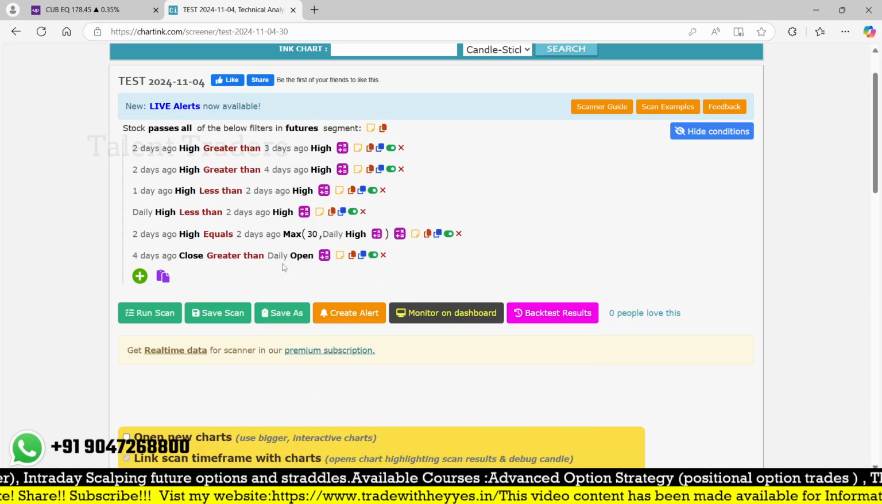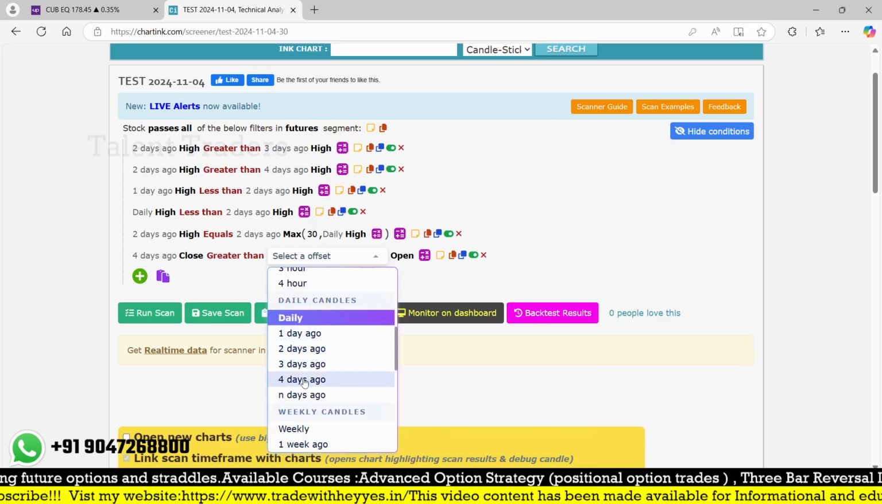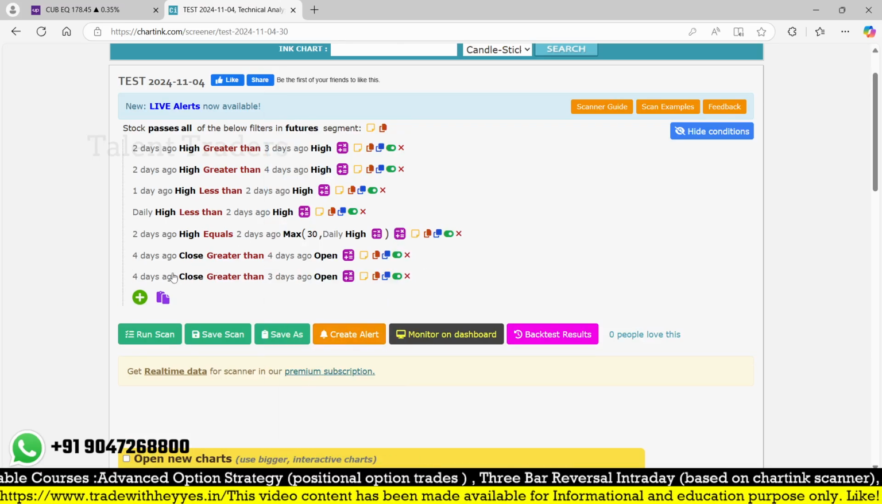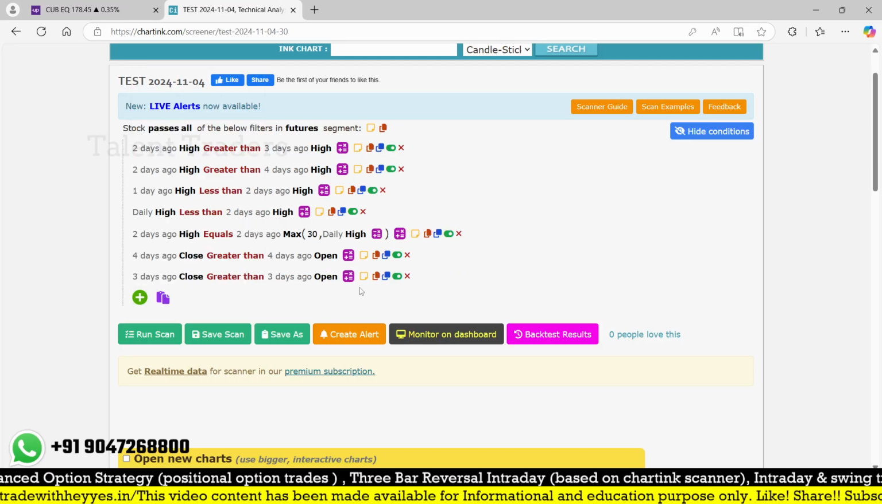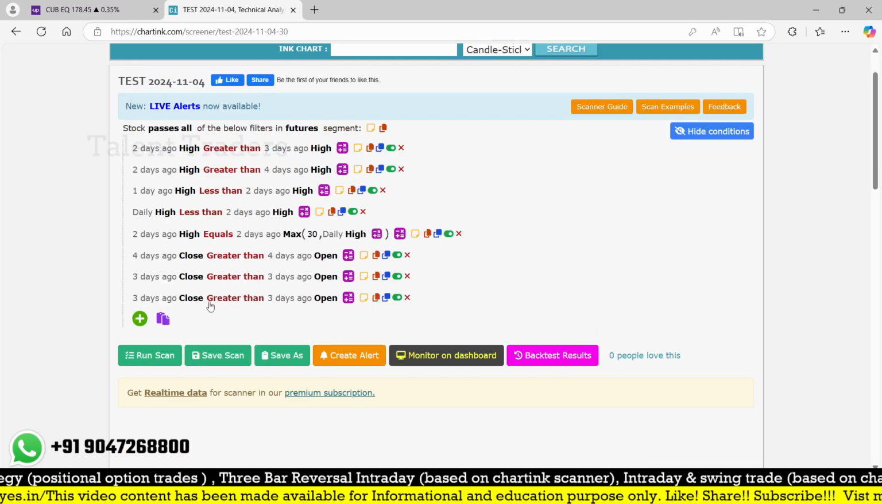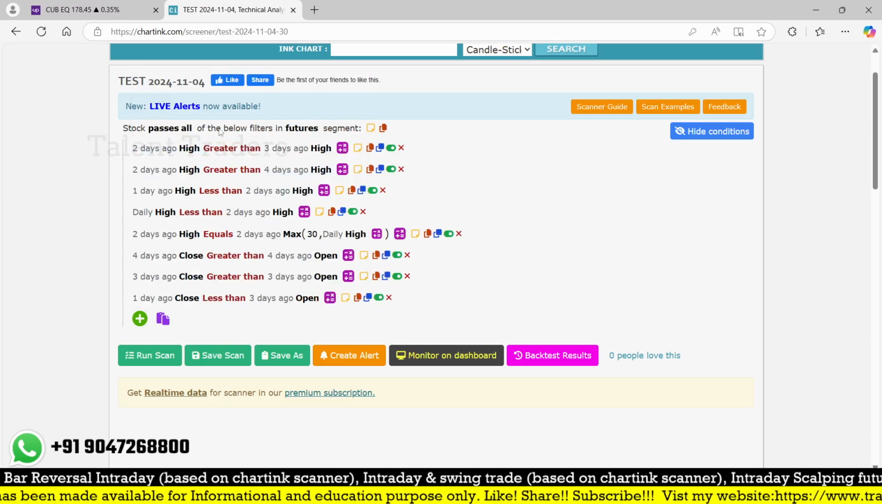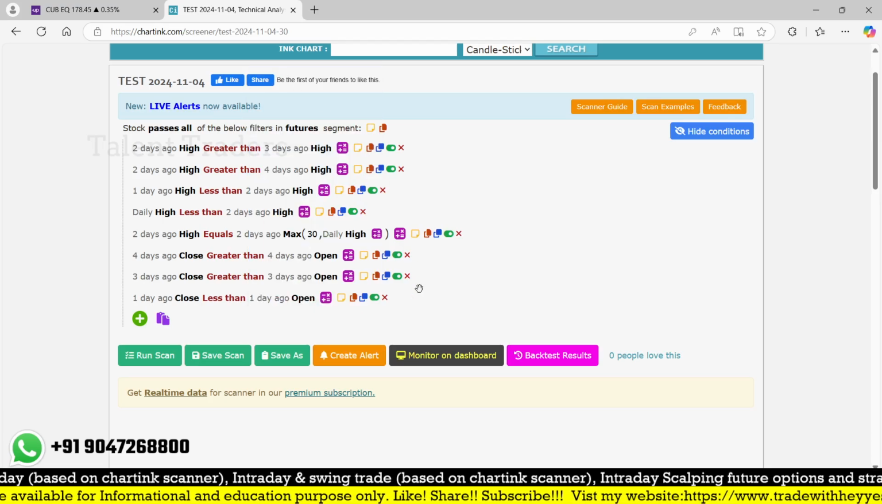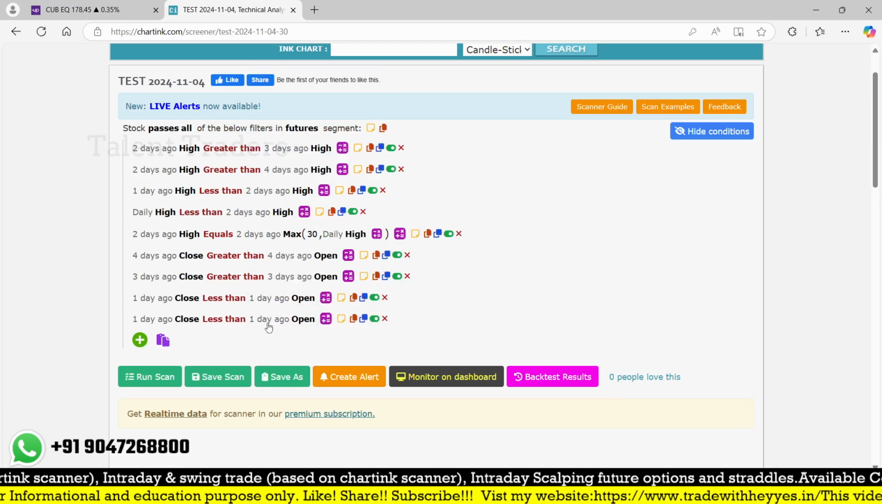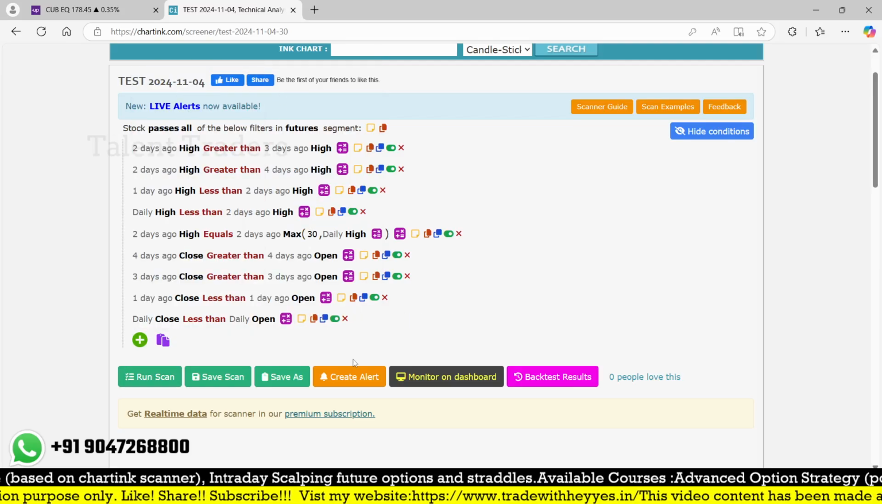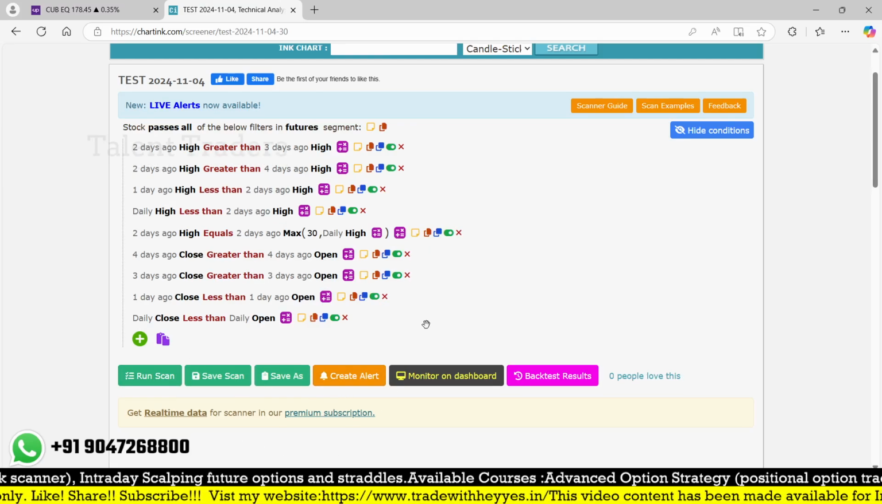So close greater than open, and four candles ago that also should be the same, and let me go for three candles ago, and both should be red candles. Let me copy the line, and again close must be less than one candle ago, yes, and the same on the daily timeframe. So this will fetch you all the four candles, but I am not considering the middle candle, that is the second day, the second candle.